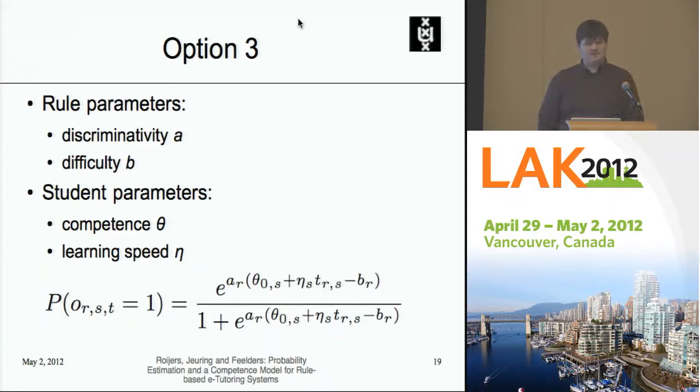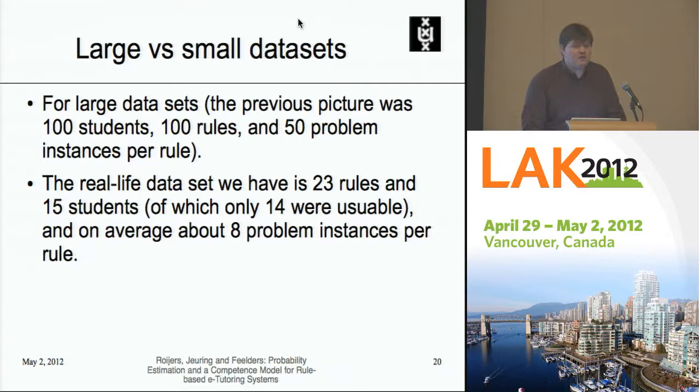But now, of course, we had one other problem, which is that we could recover the parameters very well for pretty large data sets, which is not illogical. If you have a lot of data, then you can estimate more parameters. But the real life data we had contained 23 rules and 15 students, of which we could use only 14 because one of the students misunderstood the purpose and couldn't figure it out, and then he started to answer rather random things.